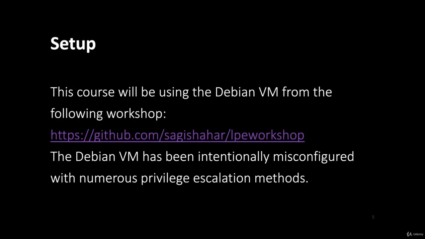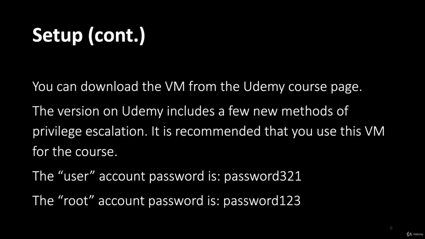We will be using a vulnerable Debian VM for the course, which was created as part of a local privilege escalation workshop, not affiliated with the course. The VM is special in that it contains multiple misconfigurations which allow privilege escalation. You can download the VM from the Udemy course page. This is recommended as this version has a few new methods of privilege escalation which I configured. The low privileged user account password is password321. The root user account, which you can use if you need to configure the VM or reset something, is password123.